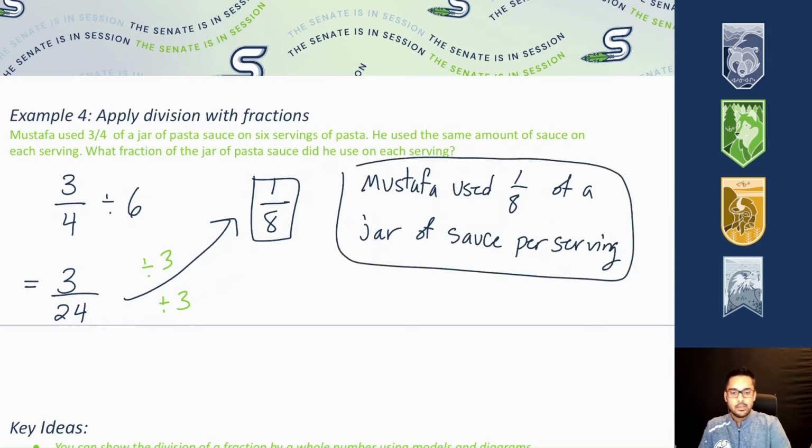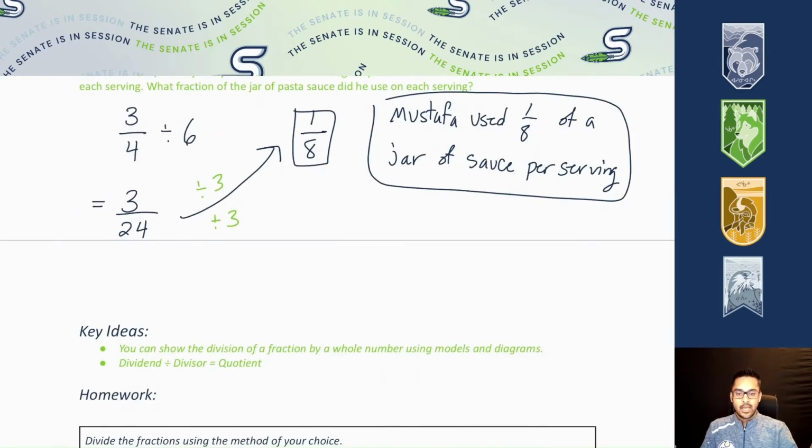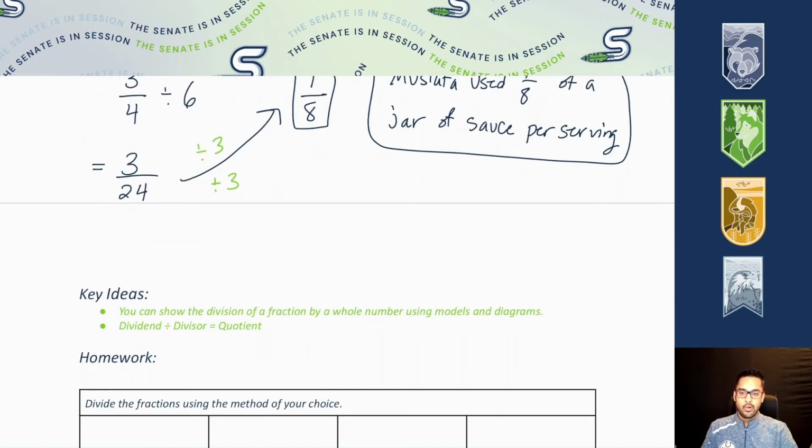Okay, multiple ways to use and represent division. Key ideas: you can show it using a model and a diagram. Now, the second bullet there just restates the division algorithm. So dividend divided by divisor equals quotient. Okay, quotient is the word for the answer of division.